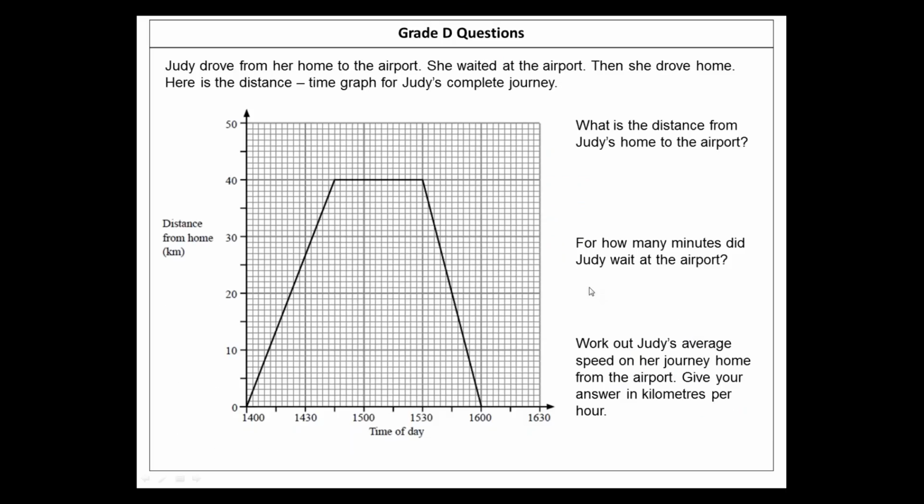I think the main thing is you've just got to say to them, you've got to check what it is. Is it a distance-time graph or is it a speed-time graph? So what does this mean? What's going on?